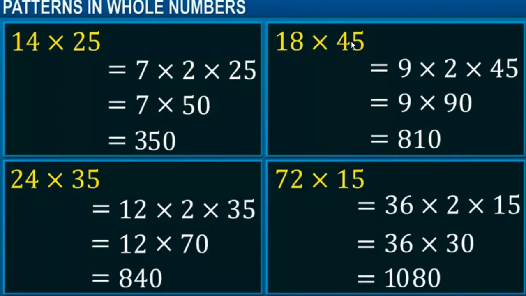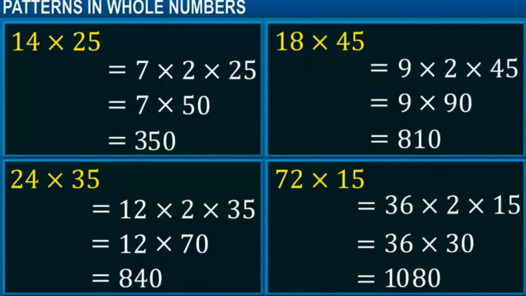Same way 18 into 45 becomes 9 into 2. Now 45 into 2, we can simply do it and get it as 90. Now 90 into 9, so 9 into 9 here, that is 81. Then we can add one 0. Okay. Same way 24 into 35 and 72 into 50.